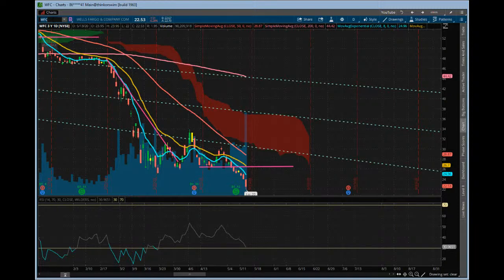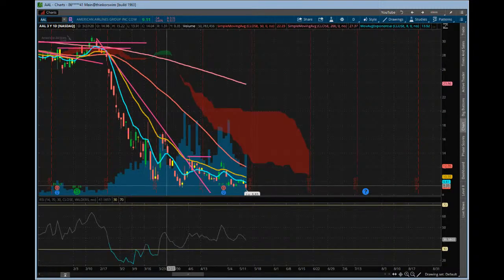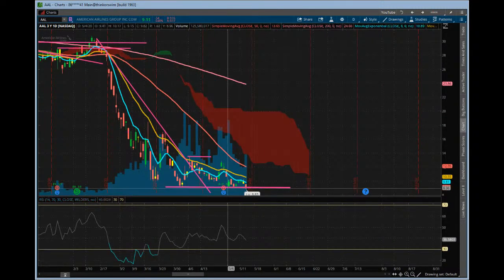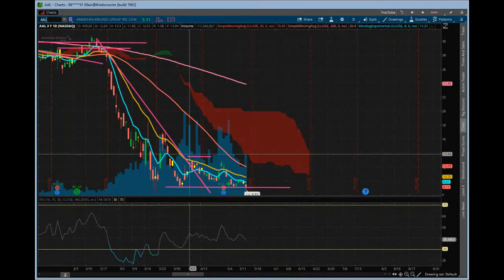Wells Fargo, that's some volume right there. And then AAL, let's take a look. Slammed today too. So just basically at these levels, still holding these levels right here. But 1, 2, 3, see if it breaks down below those lows. Might give another move to the downside. Goodness gracious.